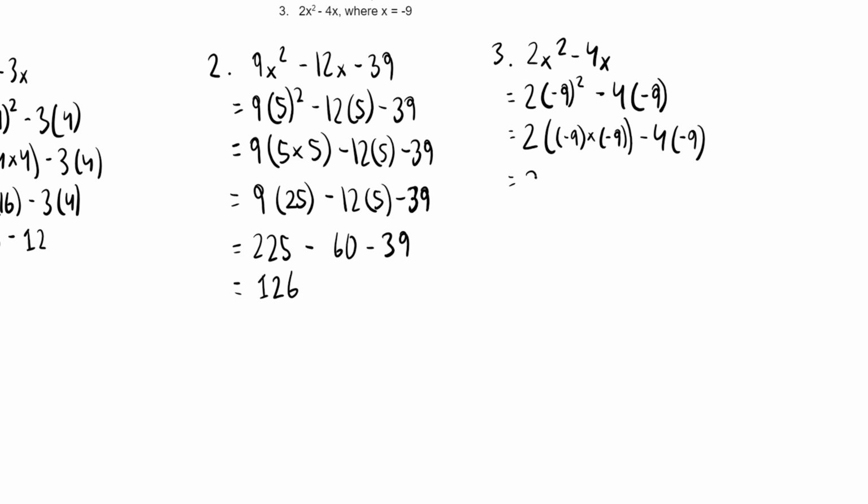Let's evaluate the brackets now. This would be 81 because a negative and a negative make a positive, and then 9 times 9 is just 81. Minus 4 times negative 9. Now let's evaluate all the brackets. 81 times 2 is 162. Negative 4 times negative 9 would be positive 36. And finally, let's add these up. 162 plus 36 would be 198. So that's it for reviewing exponents for today.